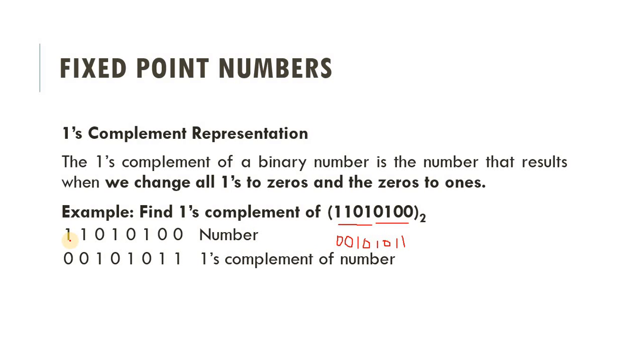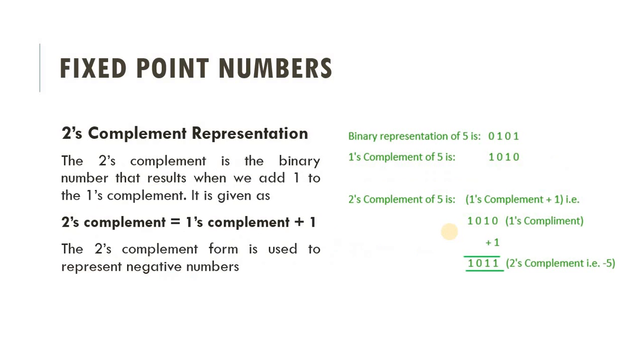You can see that the number is 11010100, and the ones complement is 00101011, same as we calculated. This is how you can calculate the ones complement. To find the ones complement, we have to swap 1 with 0 and 0 with 1. So this is how the ones complement is calculated. Second is the twos complement representation.